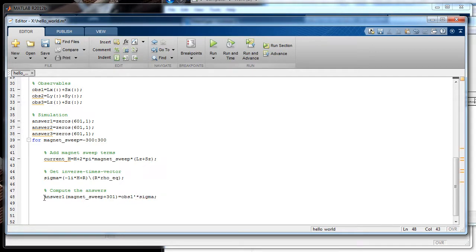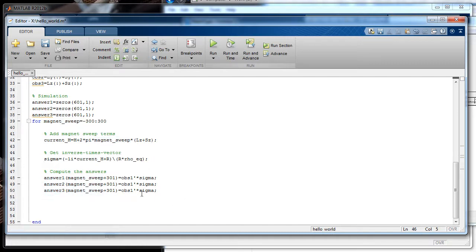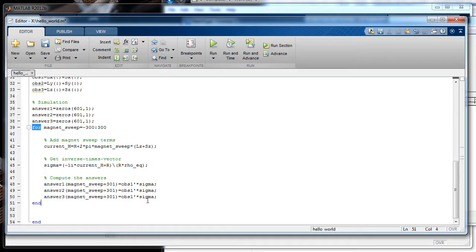And similarly for observable 2 and observable 3, and of course this should be current H rather than H, because this current H does actually depend on the magnet sweep variable. So times sigma, and the same for answer 2 and answer 3. And we'll close the loop.